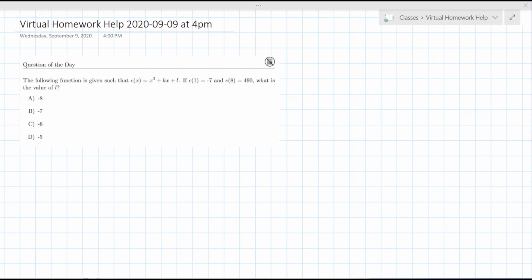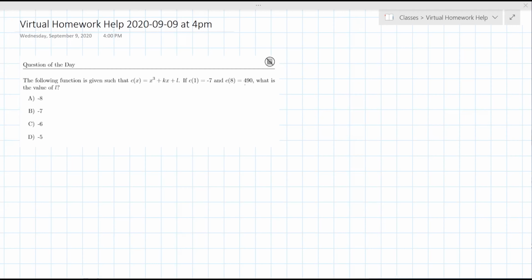Today's question says, the following function is given such that c of x equals x cubed plus k times x plus L. If c of 1 equals -7 and c of 8 equals 490, what is the value of L? So we start by looking at the question there, what is the value of L? And we realize that we're going to have to use this given information, c of 1 equals -7 and c of 8 equals 490, to somehow figure out this value.